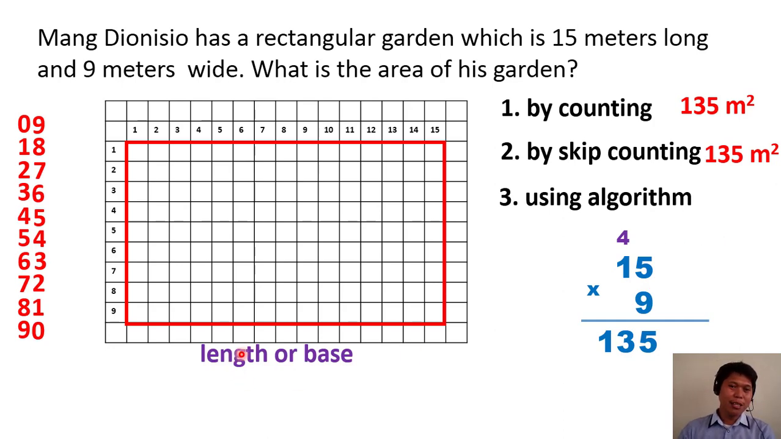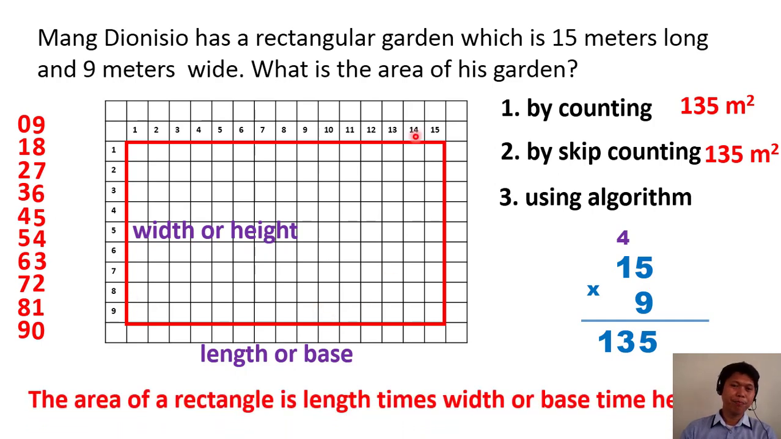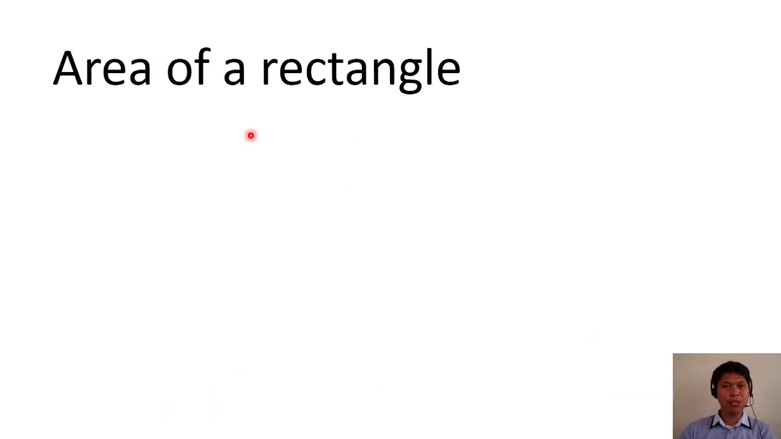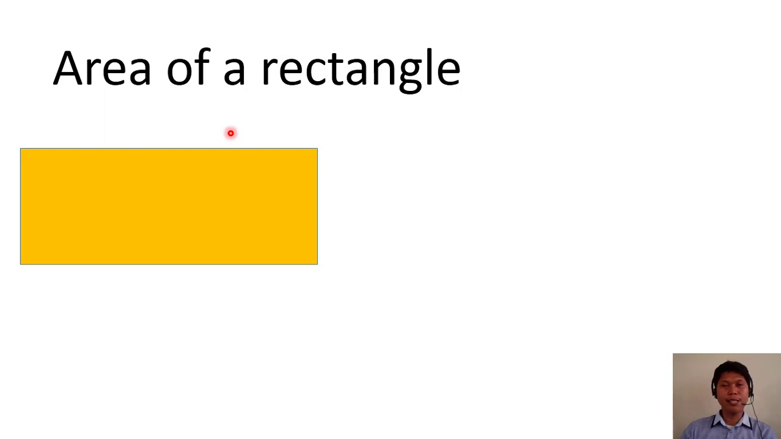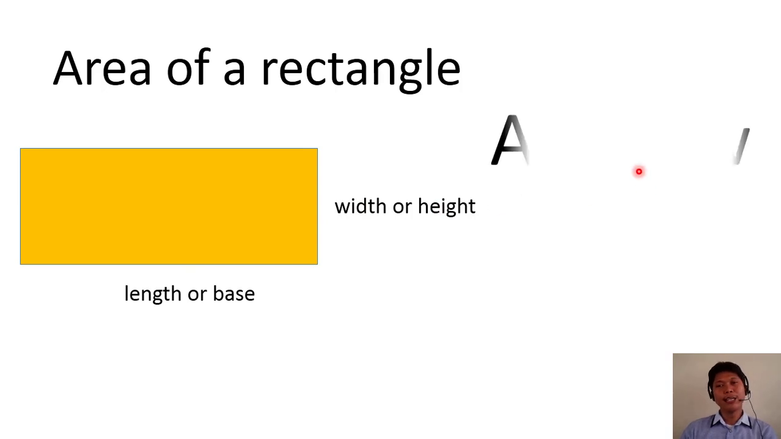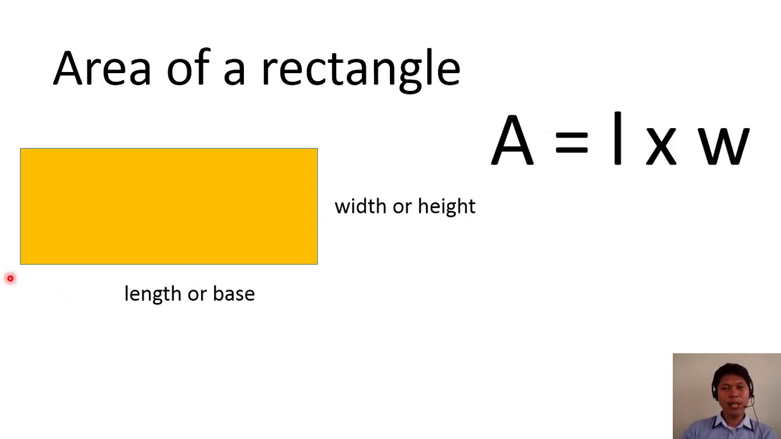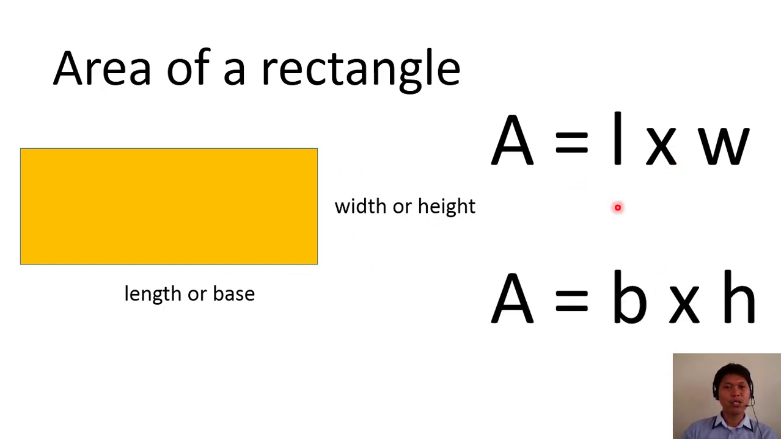As you can see, if this is the length, or this could also be considered the base, and if this is the width, this could also be considered the height. Therefore, we can conclude that the area of a rectangle is length times width, or we can make use of base times height. Okay? So whichever you are going to use. To sum up, in symbols, the area of a rectangle, if this is the length or base and width or height, then area is equal to length times width, or it could be base times height. We can use whichever of these solutions.